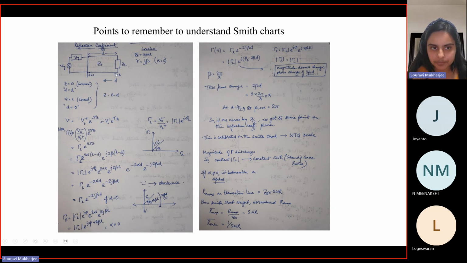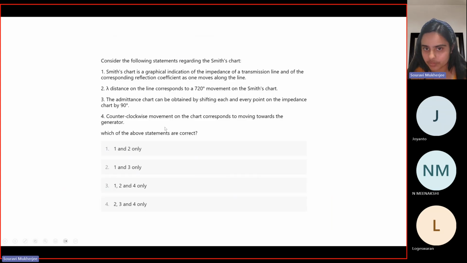So as you approach towards the generator, we acquire a phase of minus 2 beta D, and that means a clockwise rotation, right? As you go towards the generator, because your phase decreases, it's a clockwise rotation. This answer is wrong, right? While talking about Smith charts, whenever we are talking about moving towards the generator, we will be moving clockwise, not counterclockwise. So for this question, it's only 1 and 2 which are correct. 3 and 4 are not correct.